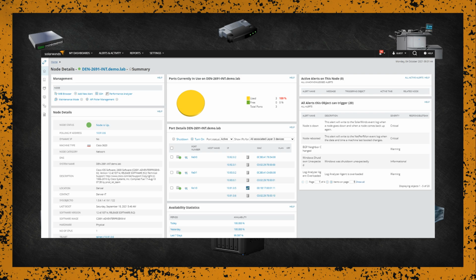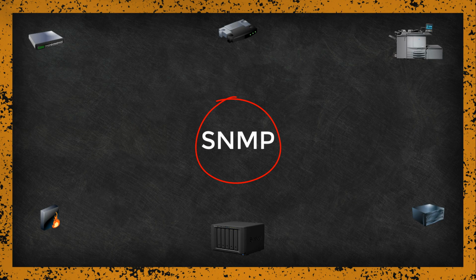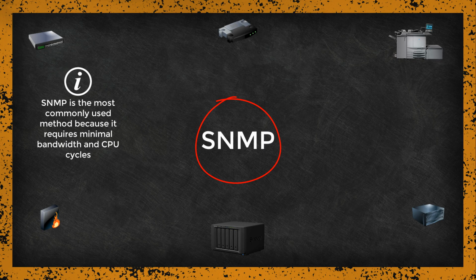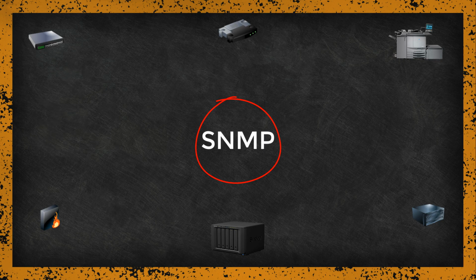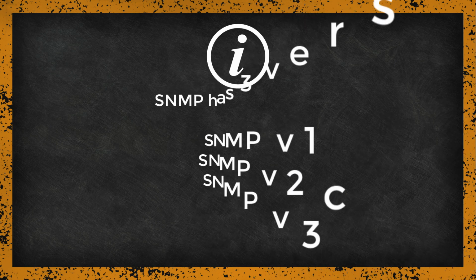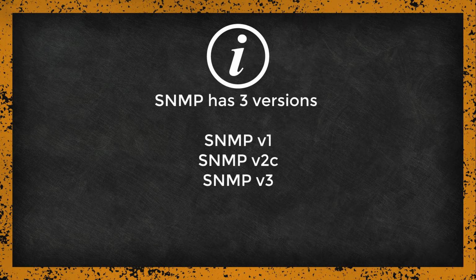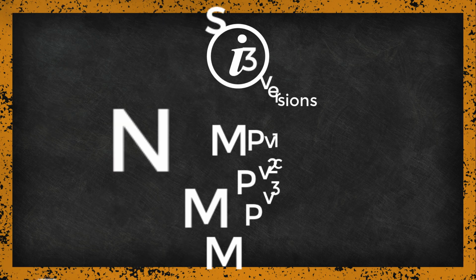Monitoring via the Simple Network Management Protocol, SNMP, is the most basic method of gathering bandwidth and network usage data. SNMP is the most commonly used method because it requires minimal bandwidth and CPU cycles. If your network devices support SNMP or if you want to monitor large networks with several hundred or thousands of sensors, we recommend that you start with SNMP. SolarWinds Orion supports all versions of SNMP: SNMP v1, SNMP v2c, SNMP v3.